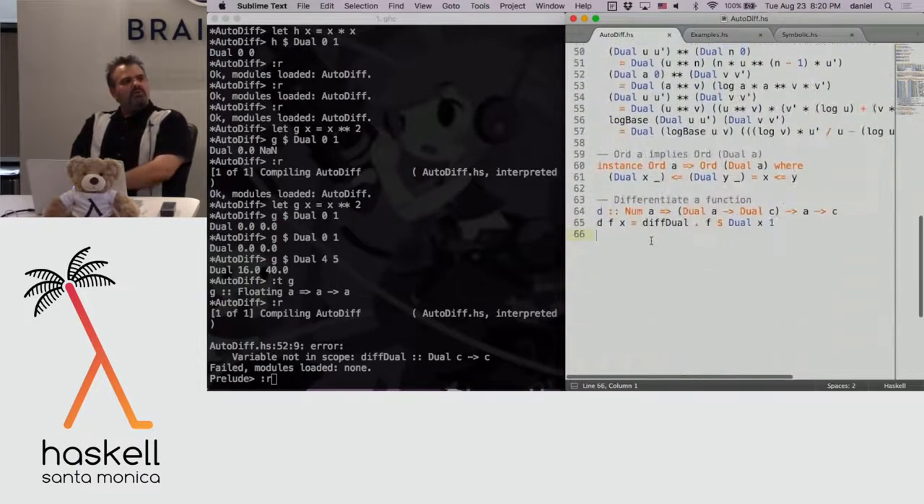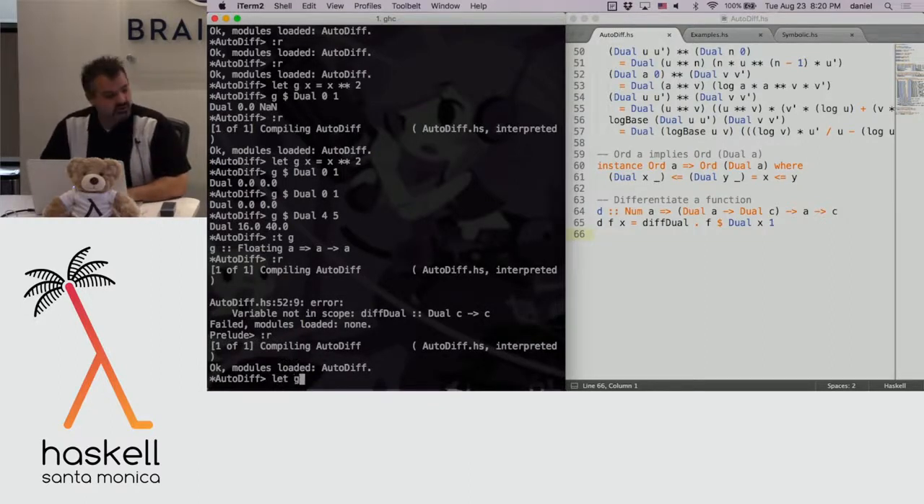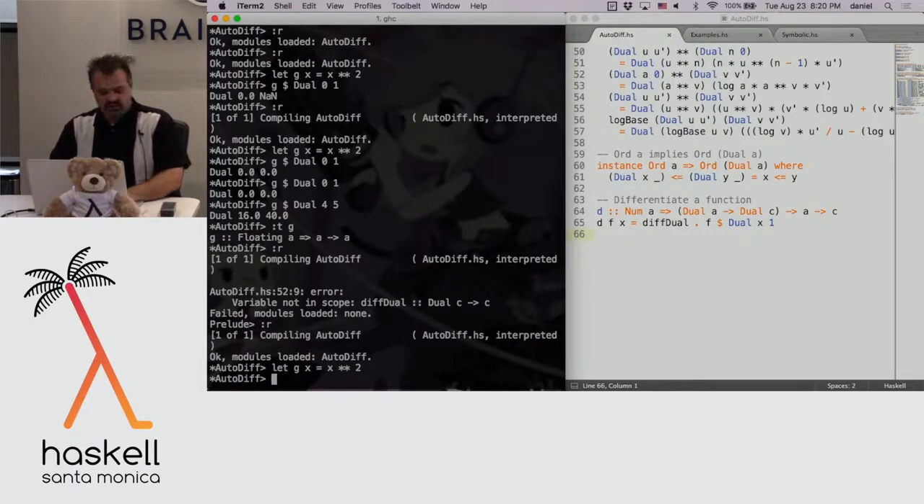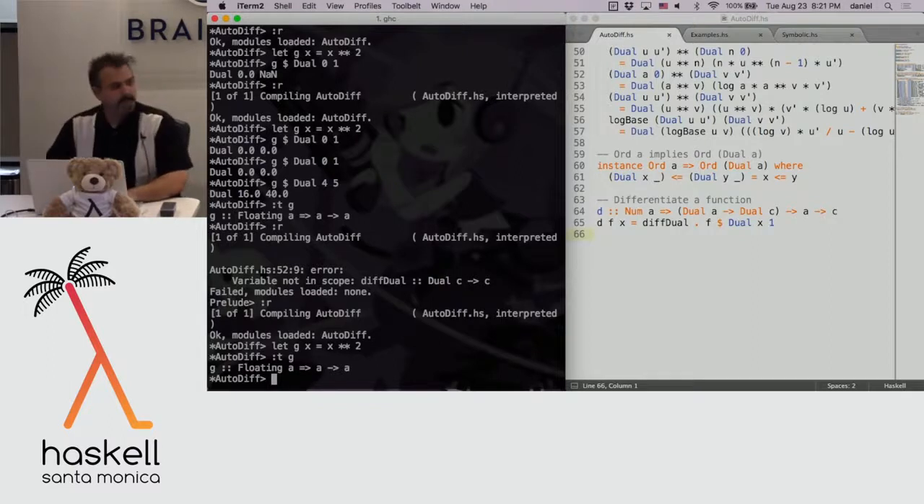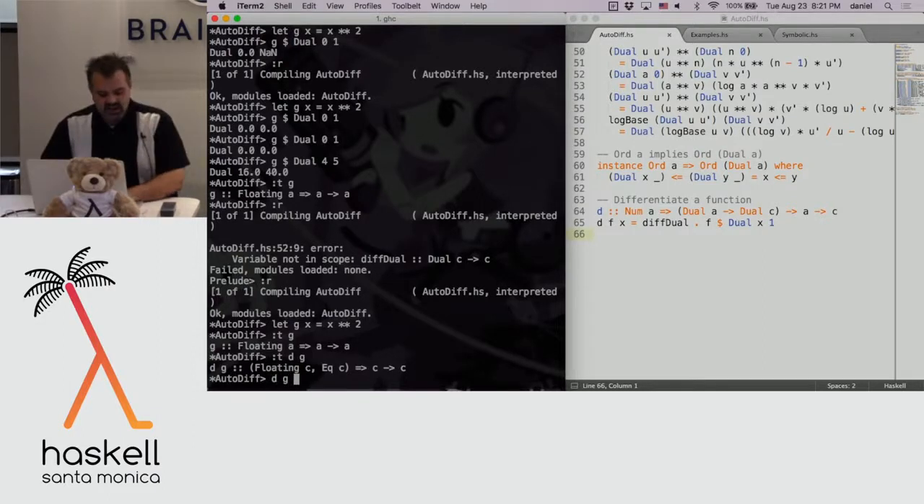Okay. So this function is just going to put that idea of passing a dual one to the function behind a wrapper, because it's a little bit artificial. So let's get our function, and let's look at the type. The type of G is floating A to A. And let's look at the type of D G. It is floating C, eek, so it picks up a little bit of baggage, but C to C. So D G is not acting on duals. D G is just acting on numbers.